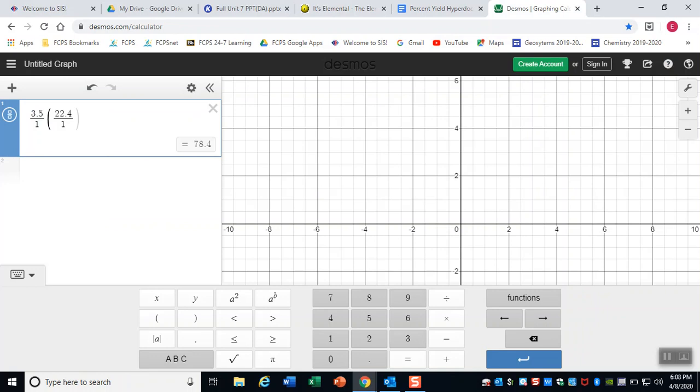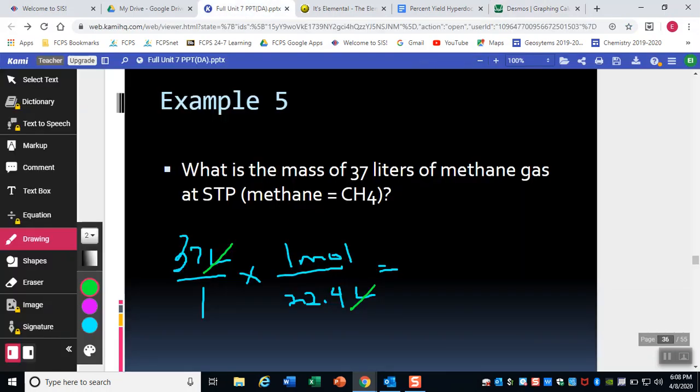So I have 37 liters, and diagonally I'm going to have my 22.4 liters, which means on top I have my 1 mole. And I get 1.6. I guess 1.7, right? If I use 2 significant digits, it'd be 1.7 moles.